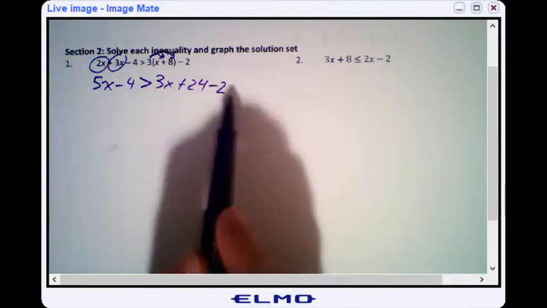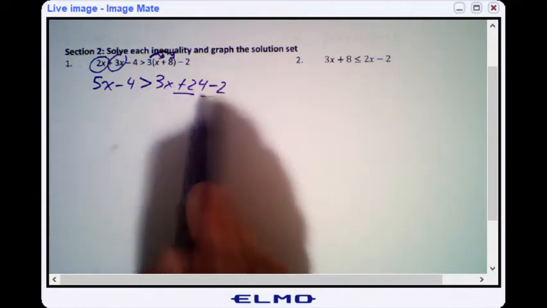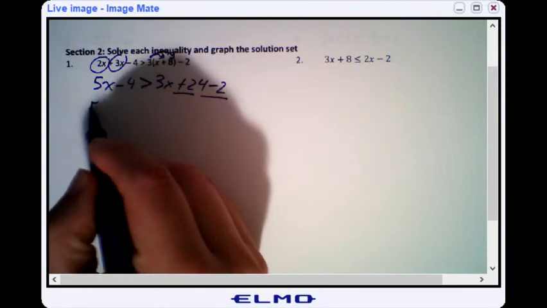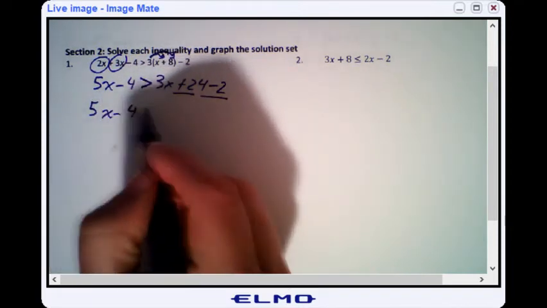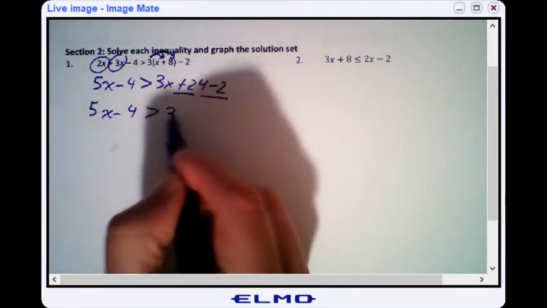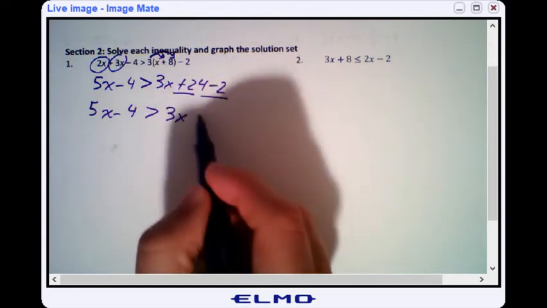On the right side, I have 24 and a minus 2. Those are like terms, so we're going to combine those together next. So we bring down the 5x minus 4 is greater than 3x. 24 minus 2 is 22.